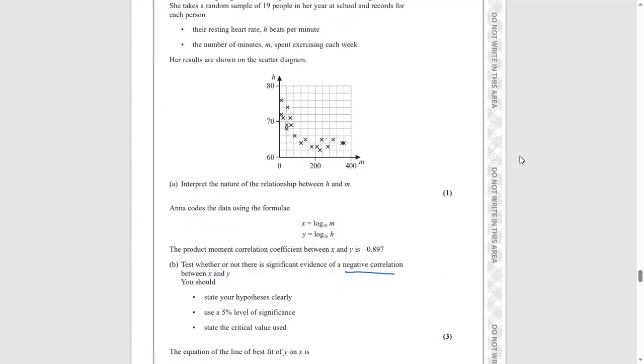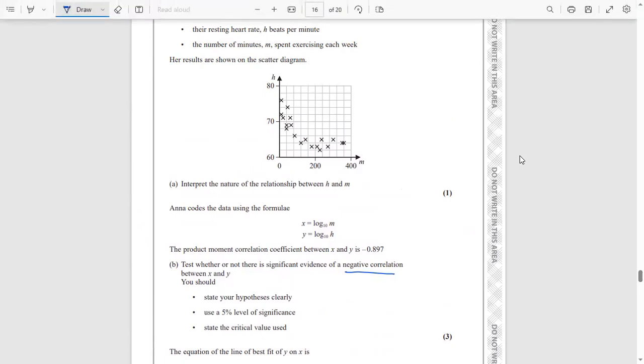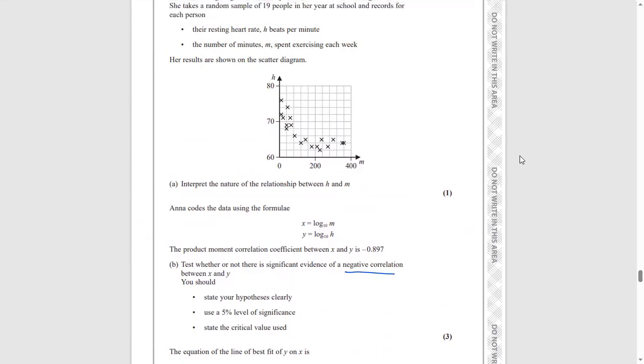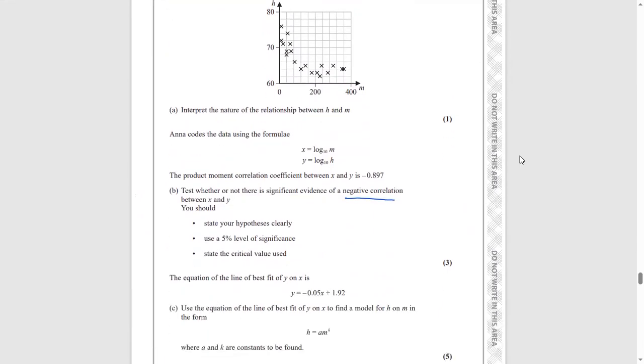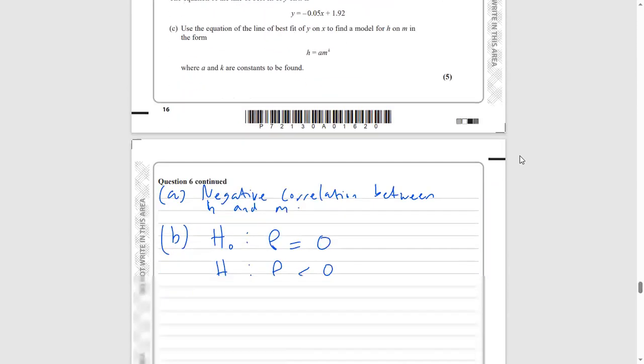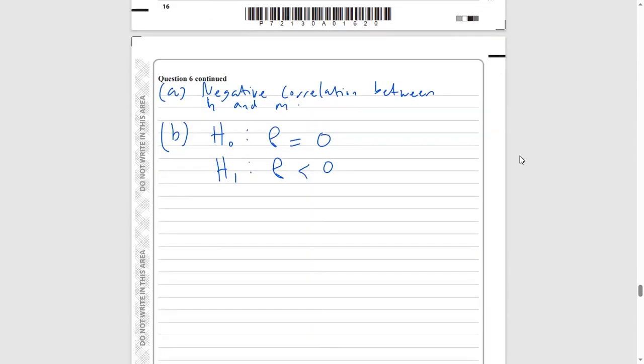And you plug that into a formula and you get a number, which basically tells you the relationship between the x-axis and the y-axis. So they did the calculation for us and they got this number here. So they got negative 0.897. Okay, so we've got an R value.